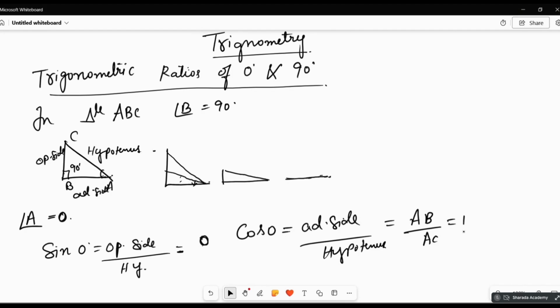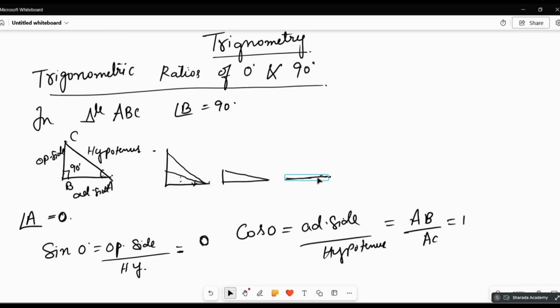How will we get this? First, we are trying to make the angle A 0. Actually, if you make angle A 0, there will be no triangle. It will become a straight line. See here, I'm trying to reduce this angle A. If I keep on reducing, this will be the triangle, and actually it will become a straight line.